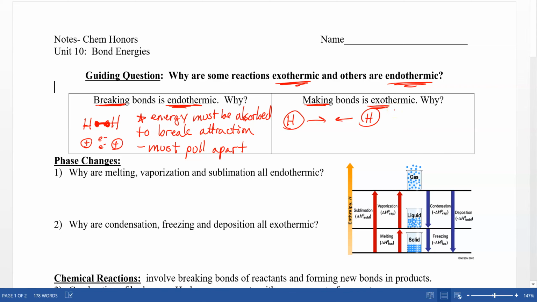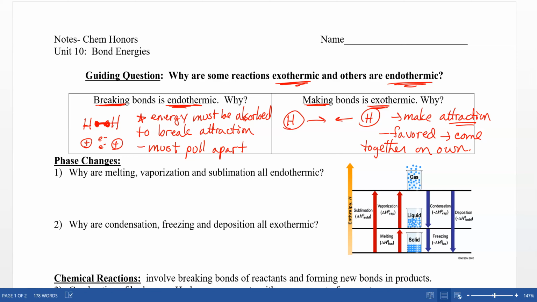So making bonds, you make the attraction and it's favored. It's going to just happen on its own, right? You make the attraction. They come together on their own. You don't have to put in any energy. You just get them as they get close to each other. They're going to be attracted and they're going to pull each other together. So that's going to be our exothermic situation. So make sure you got it. Breaking bonds is endothermic. Pull them apart. Making bonds is exothermic. They're going to come together and attract.